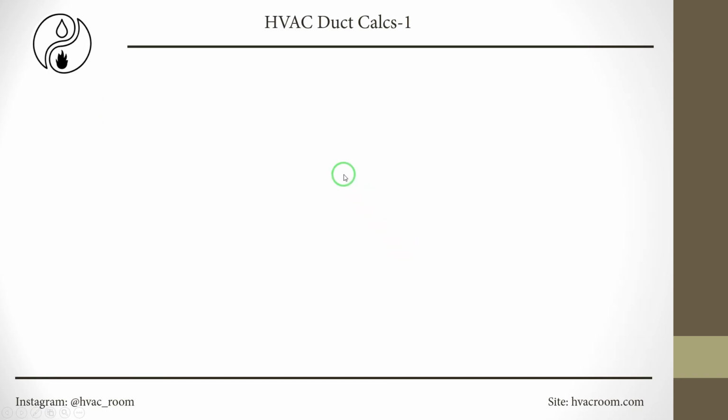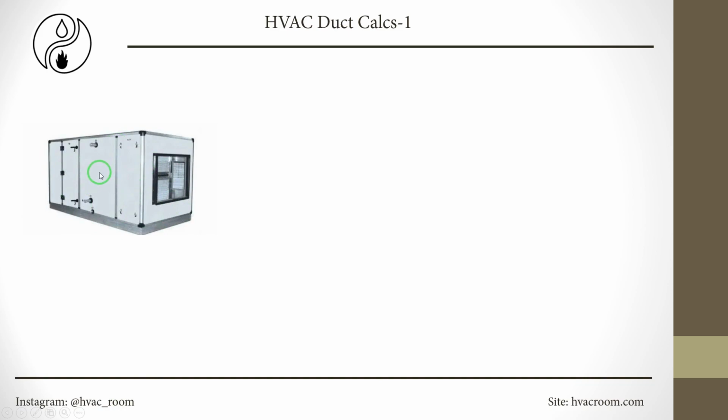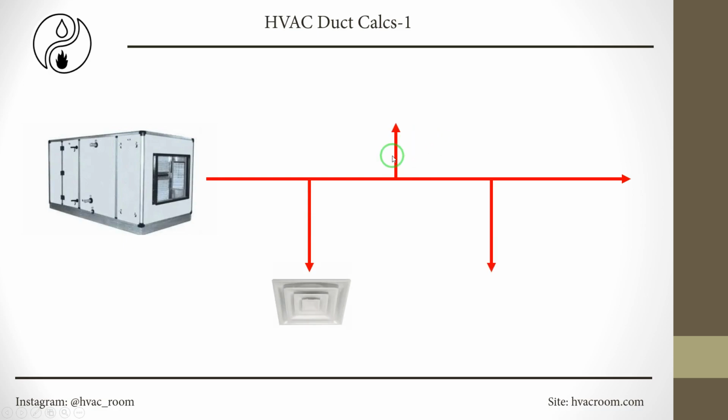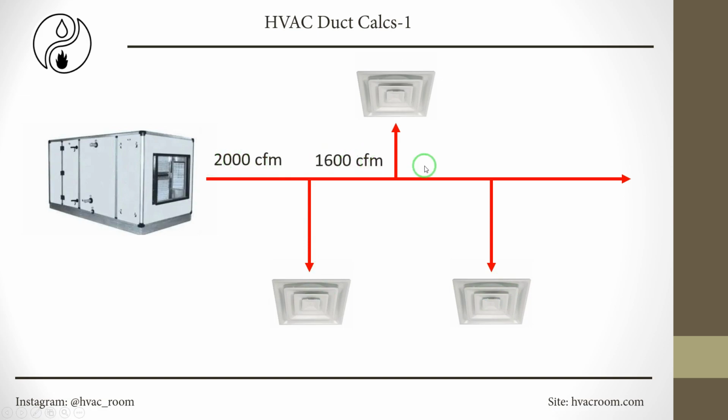Now let's do another example, which is going to be a bigger system. For example, I have an air handling unit here. This is going to be the duct system. I have some branches here, which are going to serve some diffusers. And I start the CFMs from here. Let's say we have 2000 CFM here, 1600, 1300, and 1100. And these are going to be the discharge: 300 CFM here, 400 here, and 200 here.